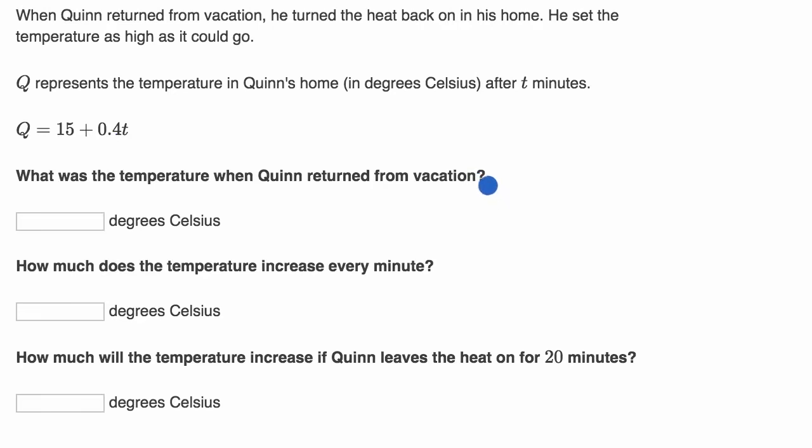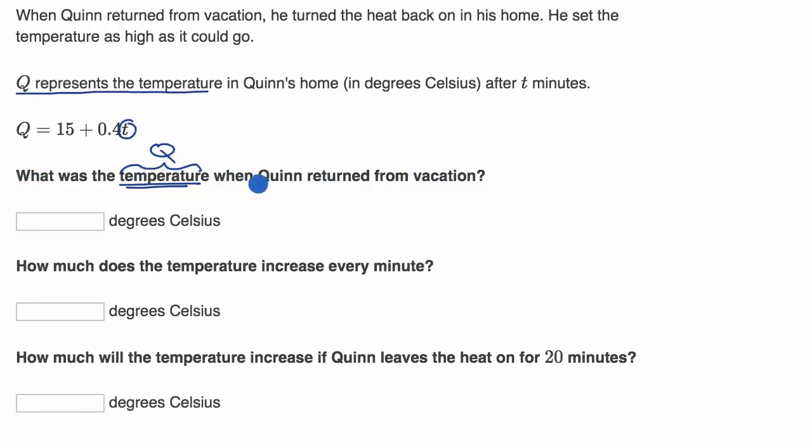So pause this video and see if you can work this out on your own. All right, so they want to know the temperature, and you might get a little confused and say, maybe T is for temperature. No, T is time in minutes. Temperature is Q. Q represents the temperature. So what they really want to know is what was Q when Quinn returned from vacation?